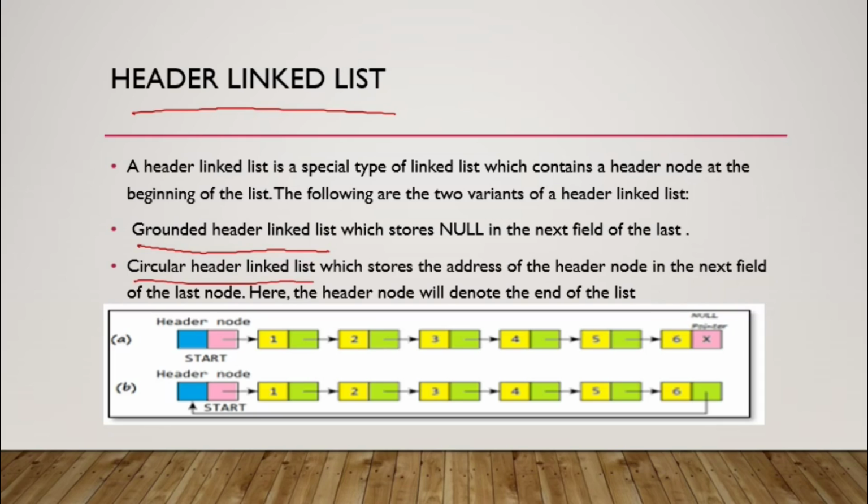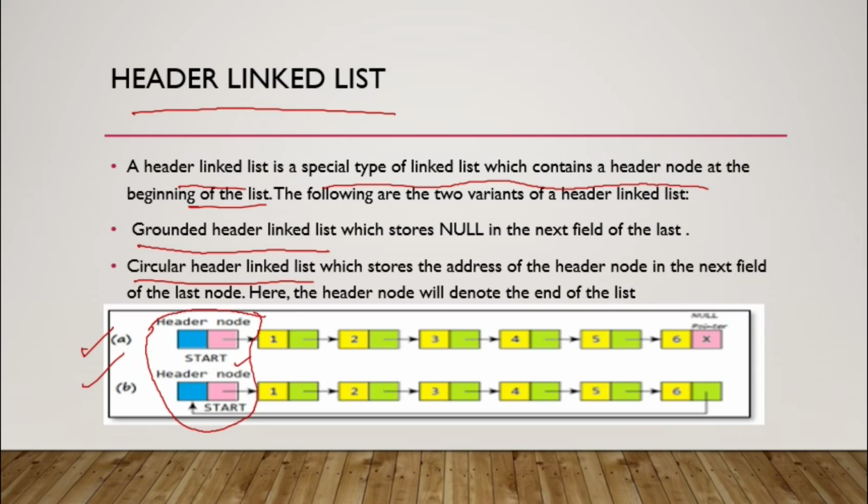Header linked list is a special type of linked list which contains a header node at the beginning of the list. So students, we observe here you have one special node. In both case A and B, you have one special node. That special node is called a header node. This will have the information about the first node, and the linked list will start from there. So here two types are there.